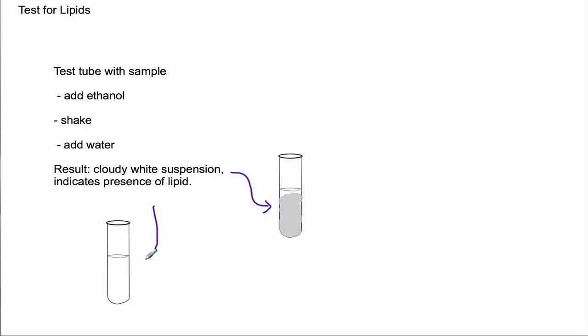If it stays clear, then we would think that there was no lipid present. The cloudy white suspension is a result of an emulsion being formed between the water and the lipid. Okay, so that's the test. I don't need to spend a long time on this. It's just a question of learning it, so I'll leave that there with you.